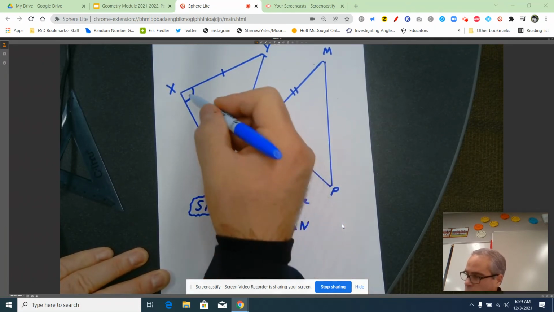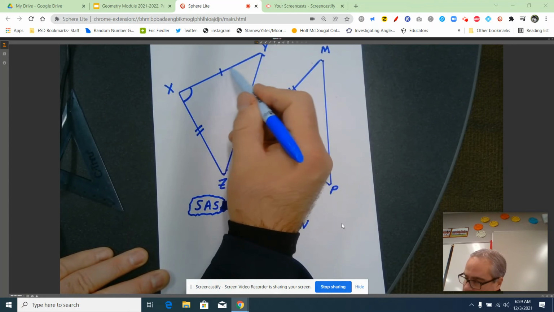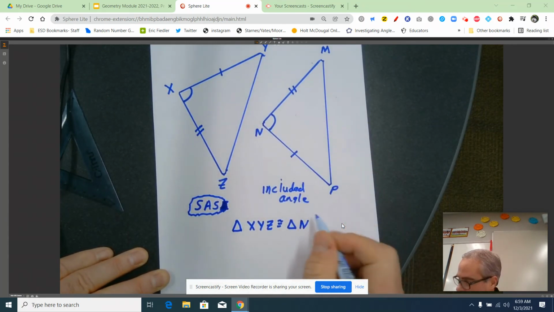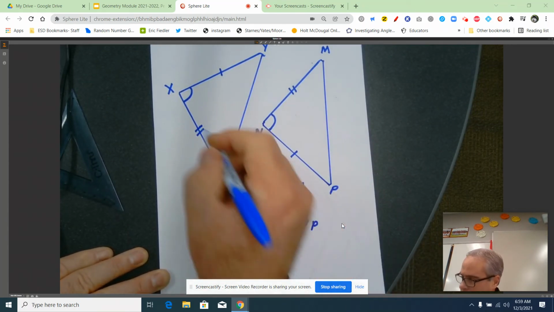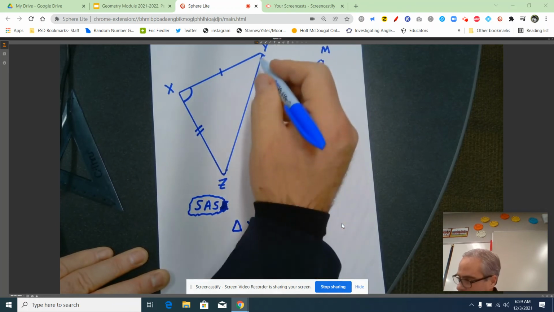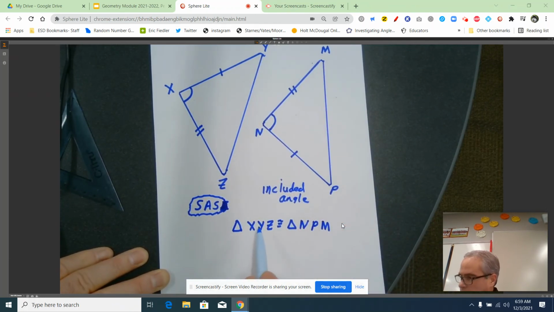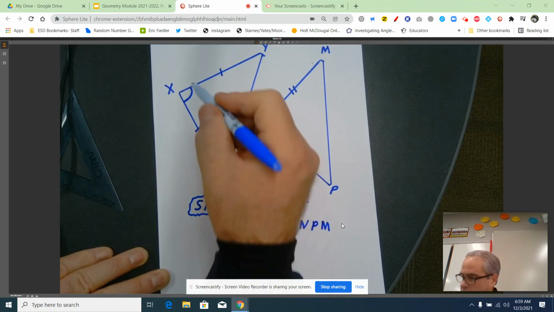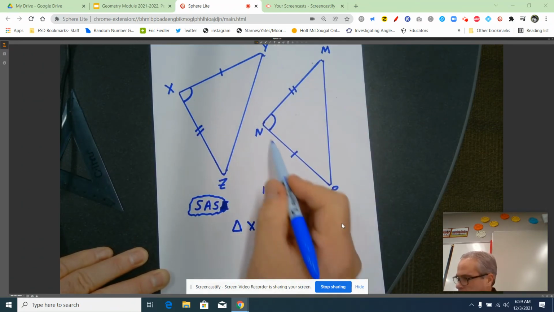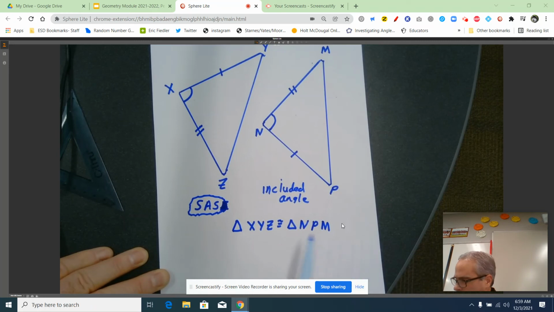Okay, and then let's see. I went X, Y, Z, so I went down the single tick mark side. So I think I need to go down that single tick mark side. And then YZ is the non-tick mark side, so I think that leaves me with M. Okay, I want to double check though. XY, single tick marked. NP, single tick marked. Good so far.